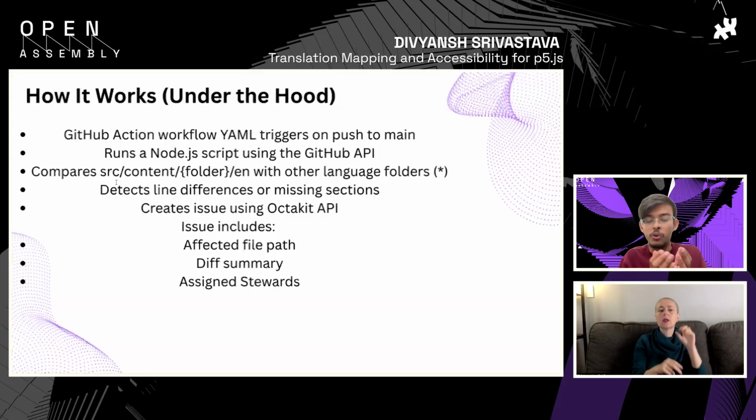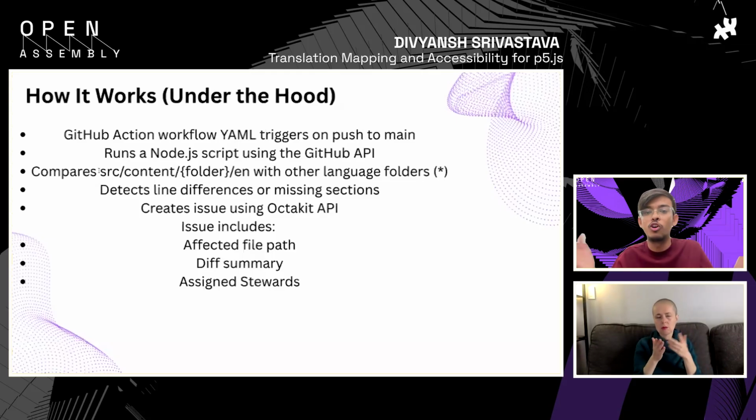One thing to note here is that this folder comparison only works for examples, tutorials, and these things. It doesn't work for reference yet, because that is a more complicated part. It gets its data from data.json, which is a whole complicated thing, so I'm not going into that. After the issue gets created, it will have the affected file, a summary of what got changed, and it will also assign the stewards.